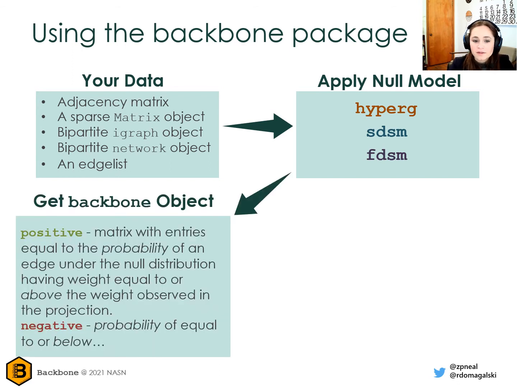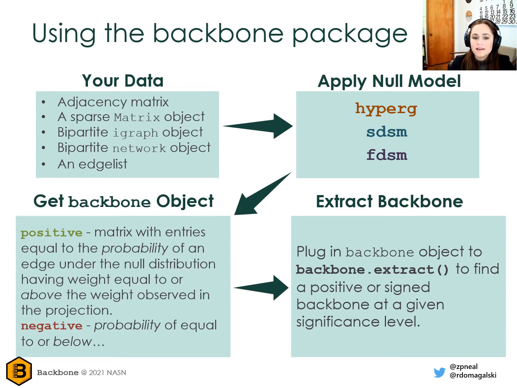After you pick that model, you're going to get back this backbone object. So say you use hypergeometric on your data, you get back a backbone object and it contains two things, positive and negative. These are both matrices containing the probability of an edge under the null distribution having a weight equal to or above the weight observed in your projection, or equal to or below the weight observed in your projection.